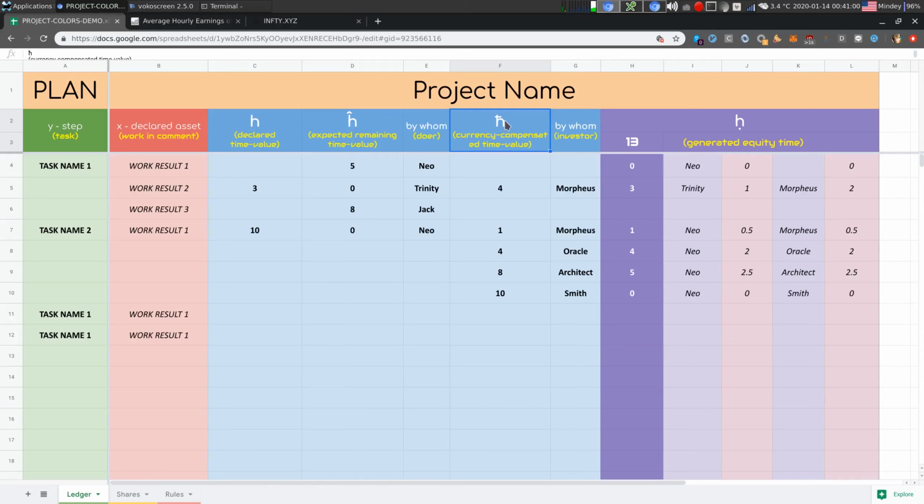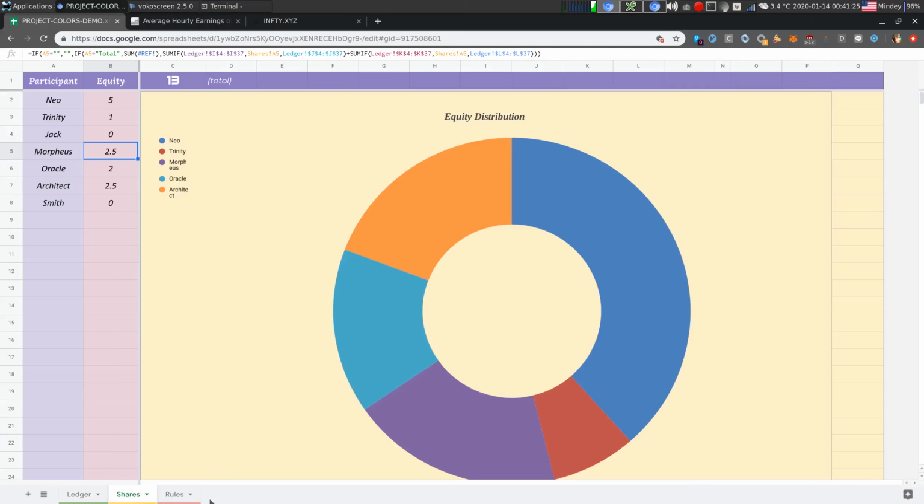So hour as a currency is compensated time value, and this is the actual declared time value. And the dot is just something that sediments. Sediments is something like shares being matched up with time. So not time, but really value, time value. Yeah.